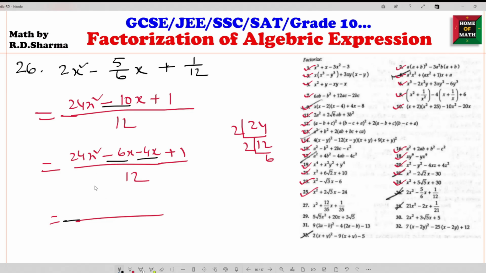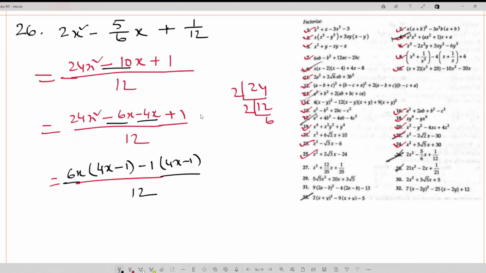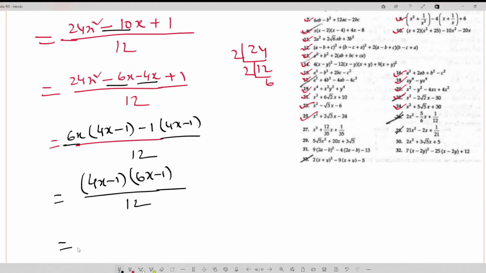So here we can take 6x common, and we get 4x − 1. Again we can take 1 common, so 4x − 1 divided by 12. Now we can take 4x − 1 common, so (6x − 1)(4x − 1) divided by 12. Okay, now we can make a plan to remove this 12.